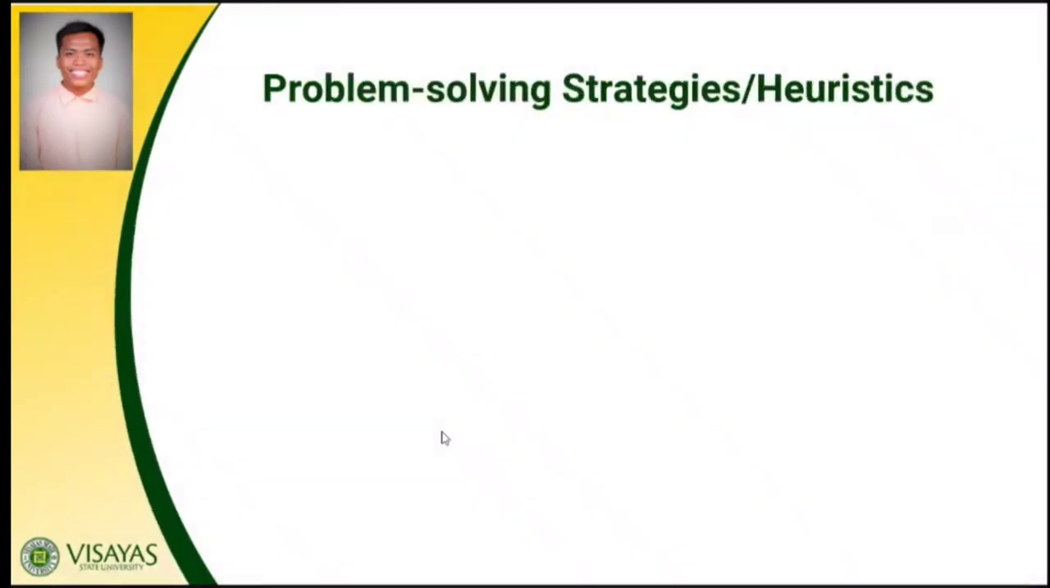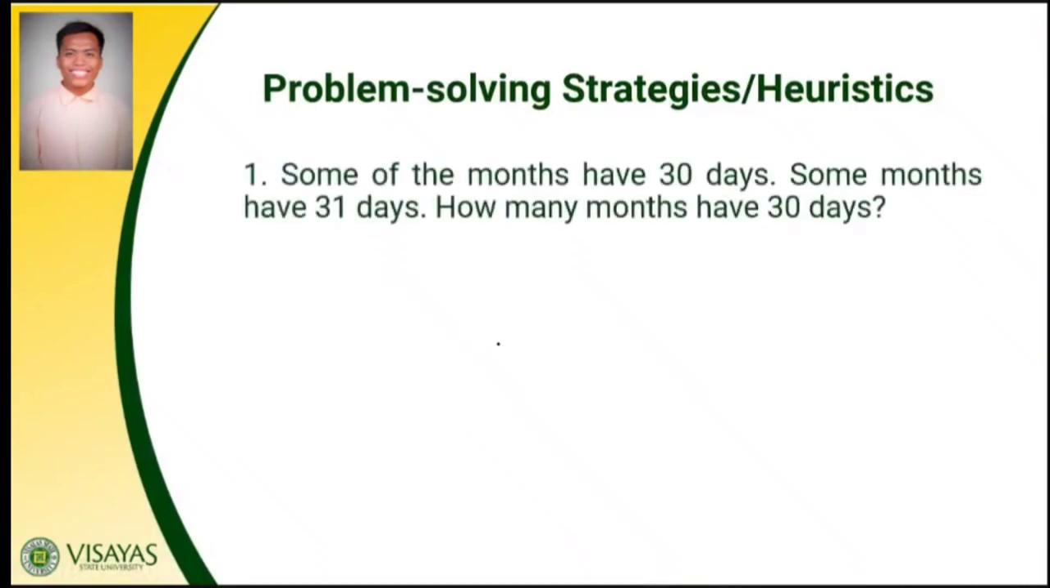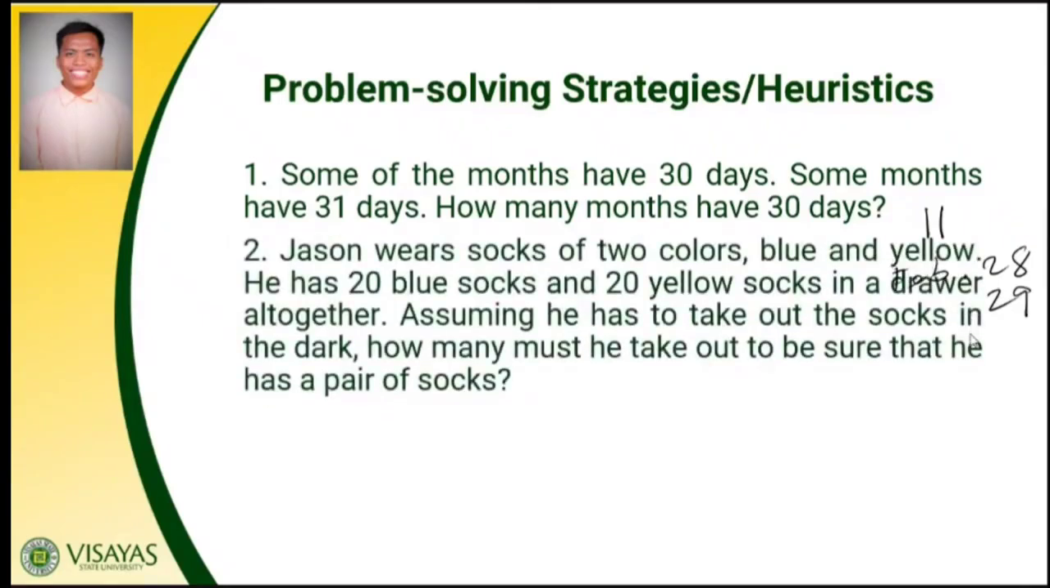Okay, how about this one? Some of the months have 30 days. Some months have 31 days. How many months have 30 days? 11, sir. 11. Okay, except February. February has 28 or 29 days. Can you follow? Yes, sir. Okay. Number 2.